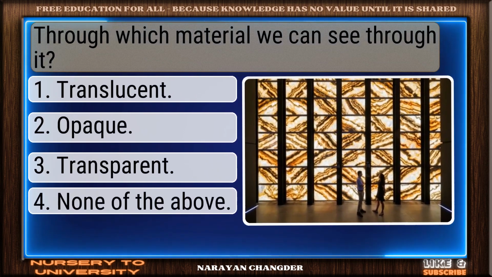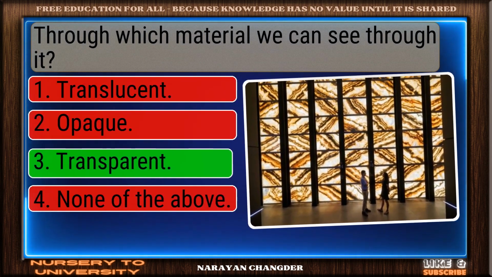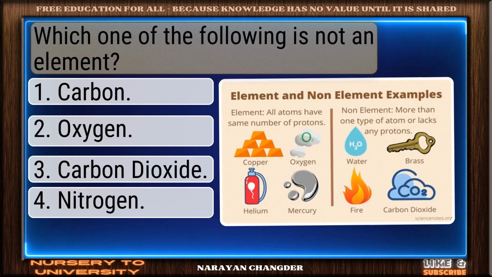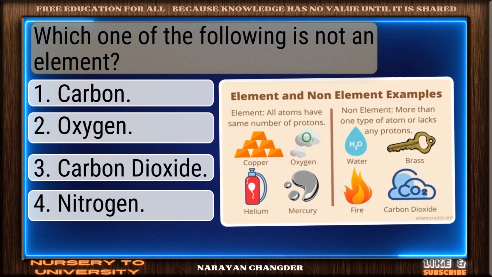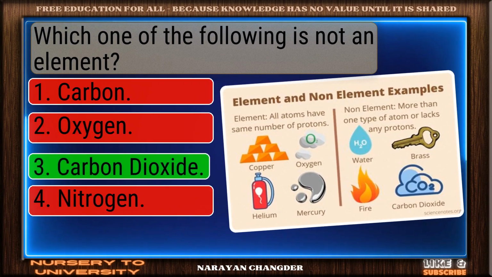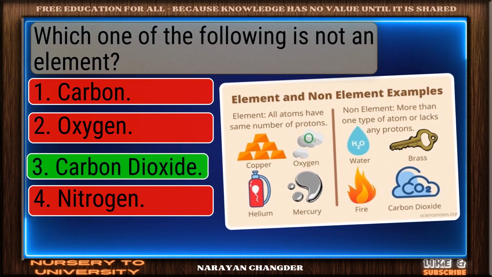Through which material we can see through it? You're right. Transparent is the correct answer. Which one of the following is not an element? Sharp thinking. Carbon dioxide is the right choice.